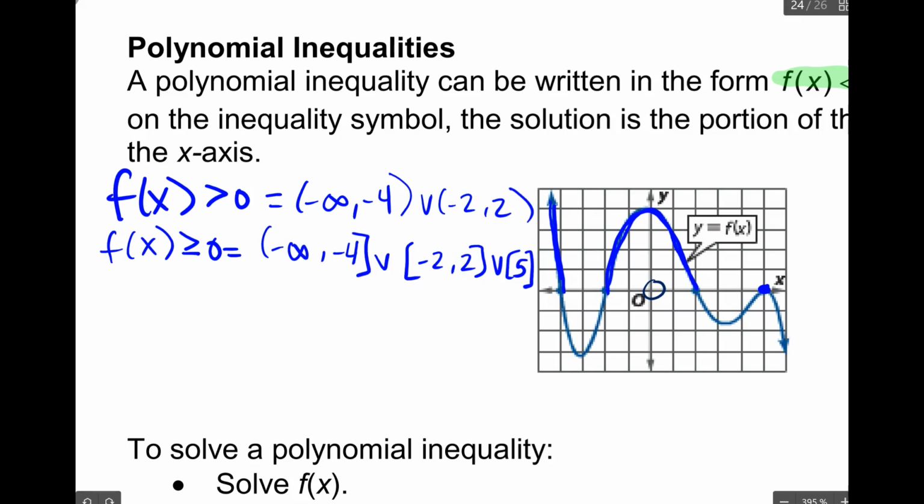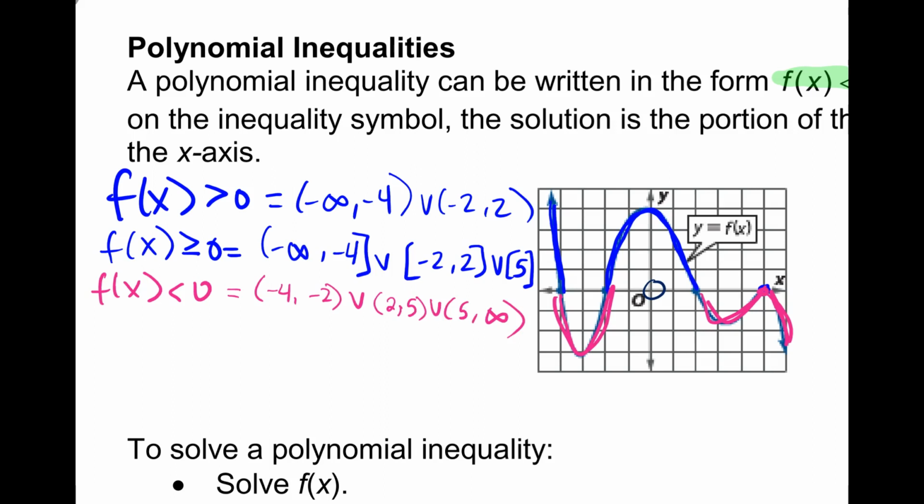Okay, if I want to do f of x is less than 0, well, it's this portion and this portion. So this would be negative 4 to negative 2, union 2 to 5, and of course all of these are parentheses, and then 5 union 5 to infinity. Because at 5 it equals 0, which is not less than 0, so I have to have this spacing right here.